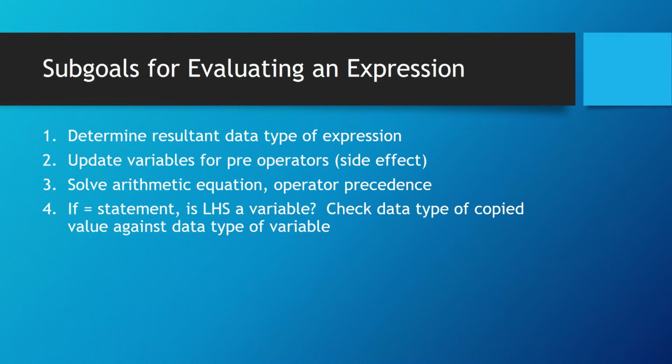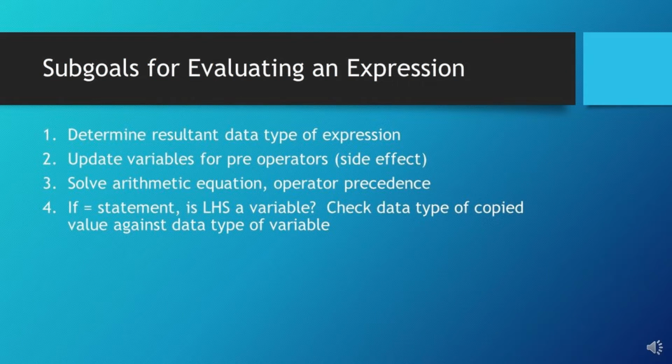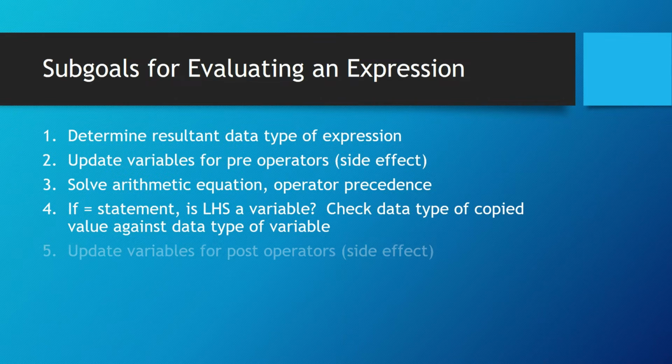The fourth subgoal applies to assignment statements. If there is an assignment statement, is the left-hand side a variable? Check the data type of the copied value against the data type of the variable. And finally, the fifth subgoal: update the variables for post operators, noting any side effects.